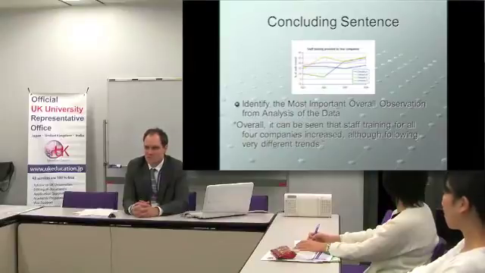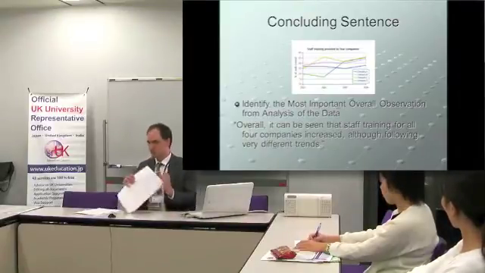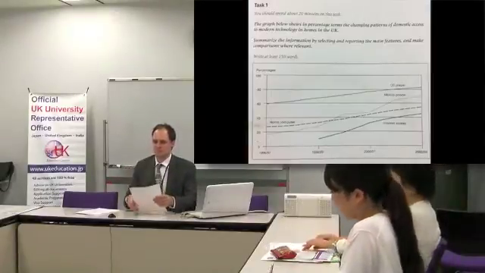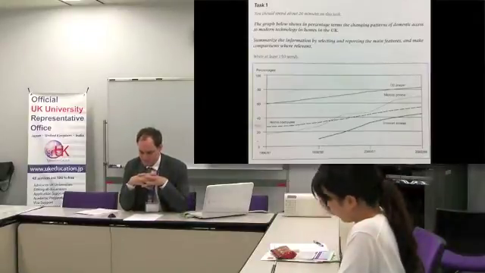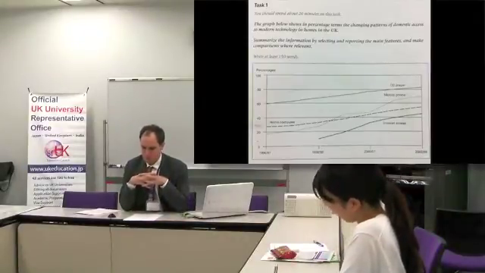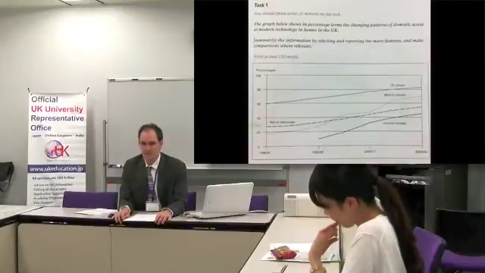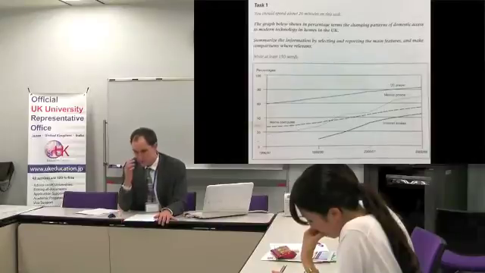No? Great. Okay, good. In that case, guys, for the last 10 minutes, take a look at this. This is another example of a task 1 essay. It says the graph below shows in percentage terms the changing patterns of domestic access to modern technology in homes in the UK. Summarize the information by selecting and reporting the main features and make comparisons where relevant.